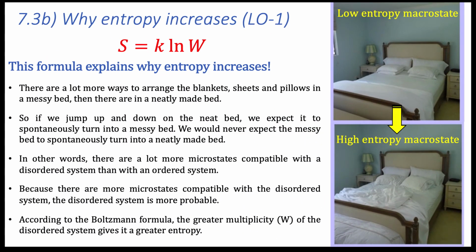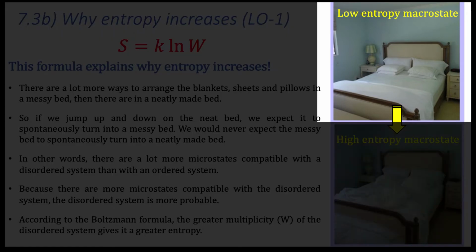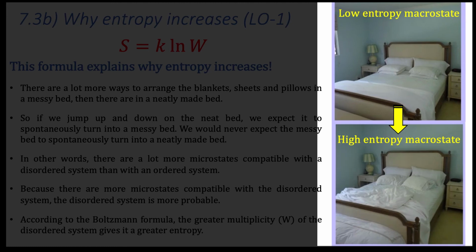Another illustration of these ideas is provided by this bed. In this case, we'll define two possible macrostates, a neatly made bed and a messy bed. If you were to jump up and down on the neatly made bed, it would rapidly turn into a messy bed.